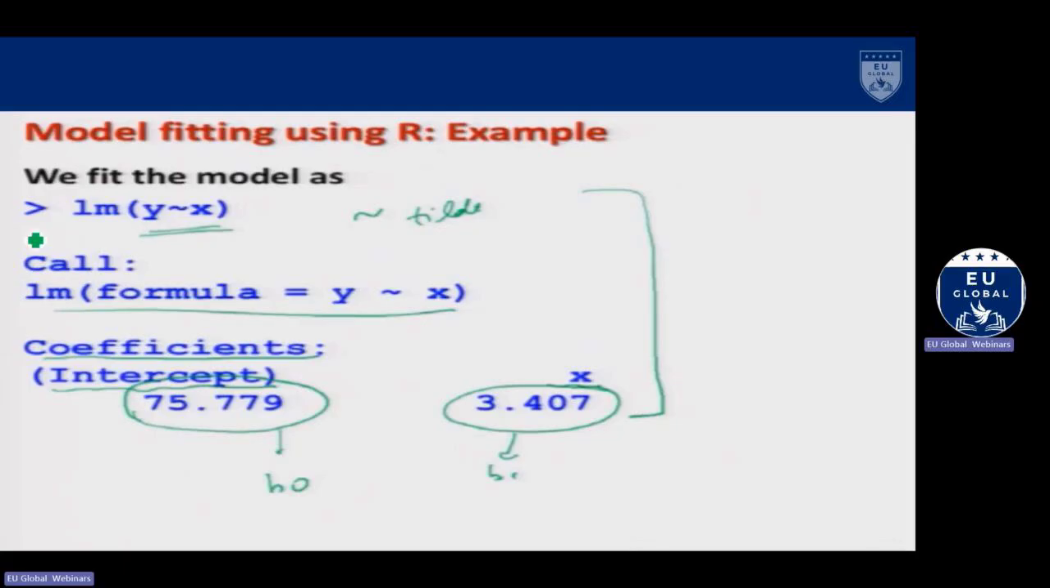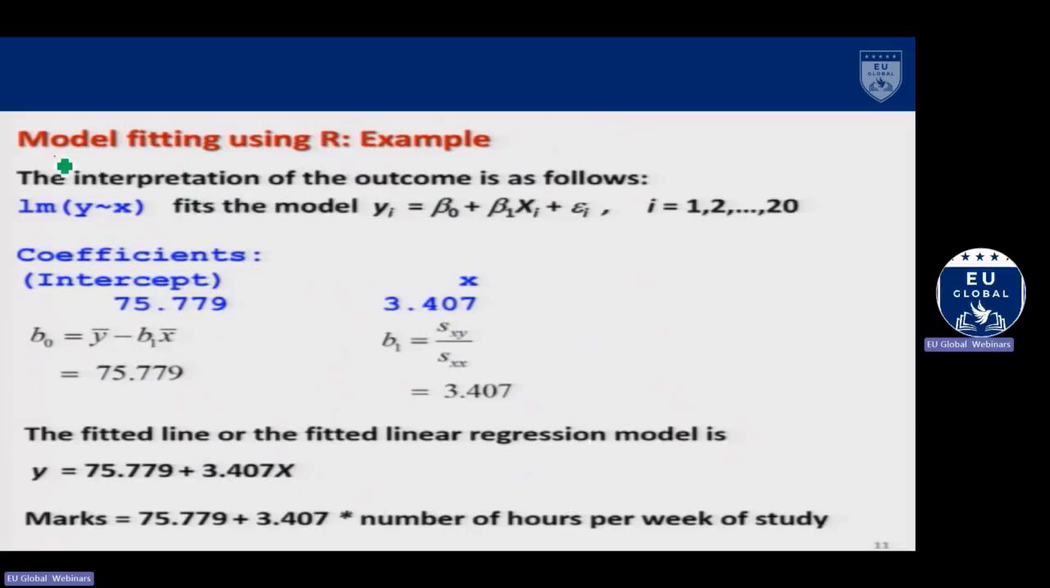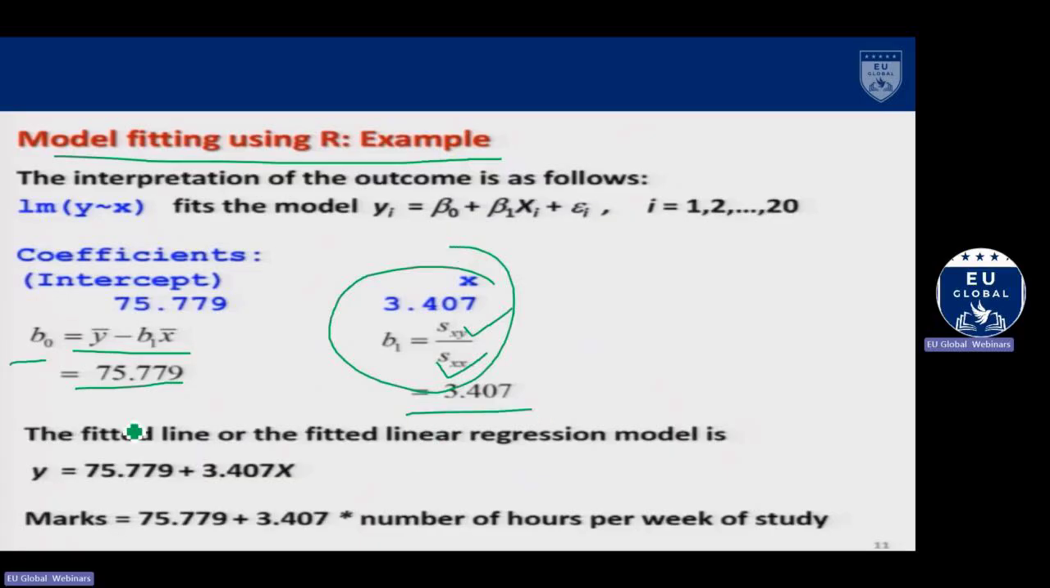Similarly, we have used these commands already: lm, y tilde x. They represent the coefficients: intercept 75.779 and x 3.407. For model fitting using R, you should know this interpretation. The coefficient b naught uses the same formula, y bar minus b1 x bar. And for x, Sxy upon Sxx represents b1. So with this particular command, we are able to find our coefficients b naught and beta 1.